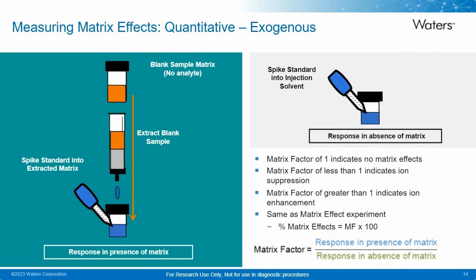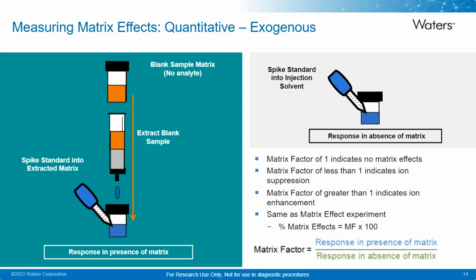And then to perform a quantitative matrix effect test, we extract blank samples with no analyte or internal standard added. The final extracts are then post-spiked with internal standard and low or high concentrations of our analytes. And typically, we would perform this experiment with triplicate replicates of each of our low and high concentrations, in each of 6 individual matrix samples.